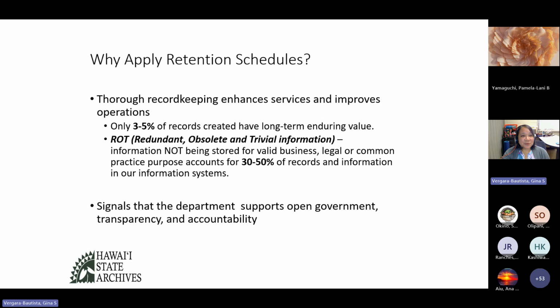When we apply retention, it signals that our department supports open government because we have records when they need to be there. It shows transparency because people have access to those files when needed, and we are accountable because we follow our retention schedules and destroy records that are no longer needed.